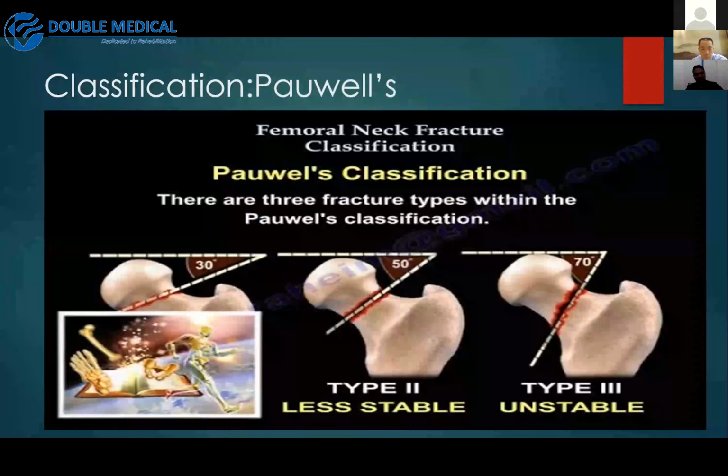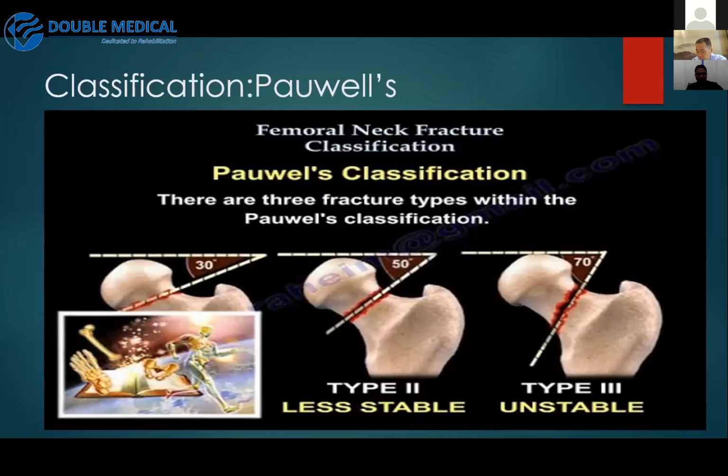For younger patients, we prefer to use the Pauwels classification, which is based on the orientation of the fracture line in relation to the horizontal plane, whereby up to 30 degrees is Pauwels type 1, 30 to 50 degrees is type 2, which is less stable, and the most unstable is type 3, which is up to 70 degrees.